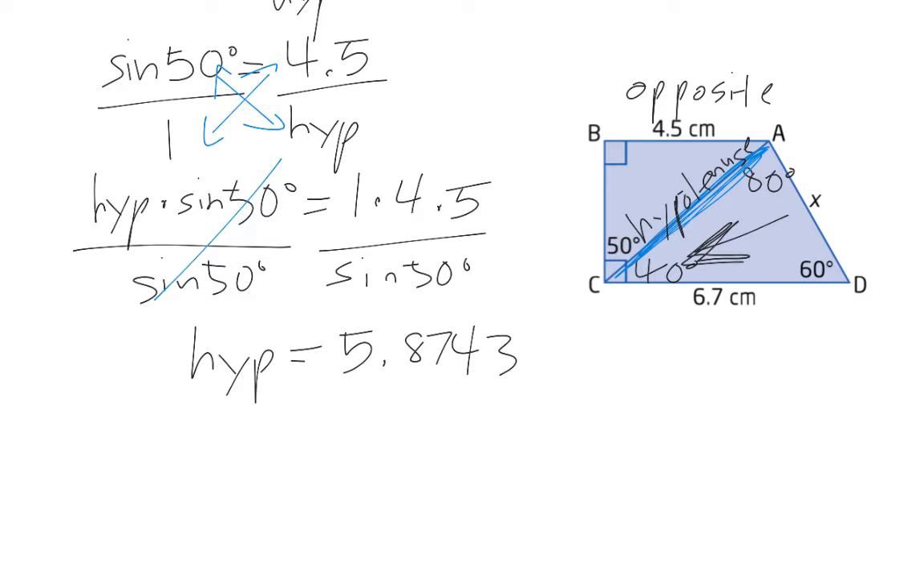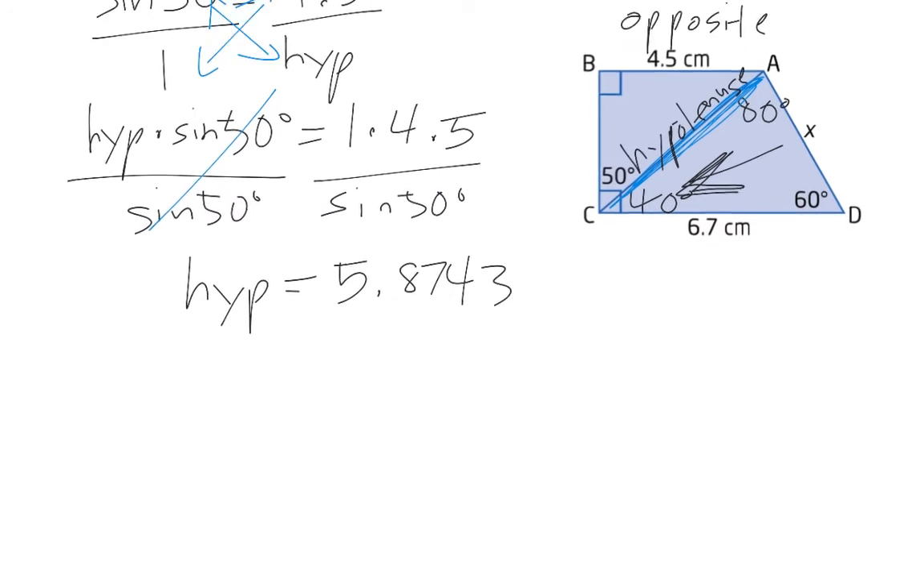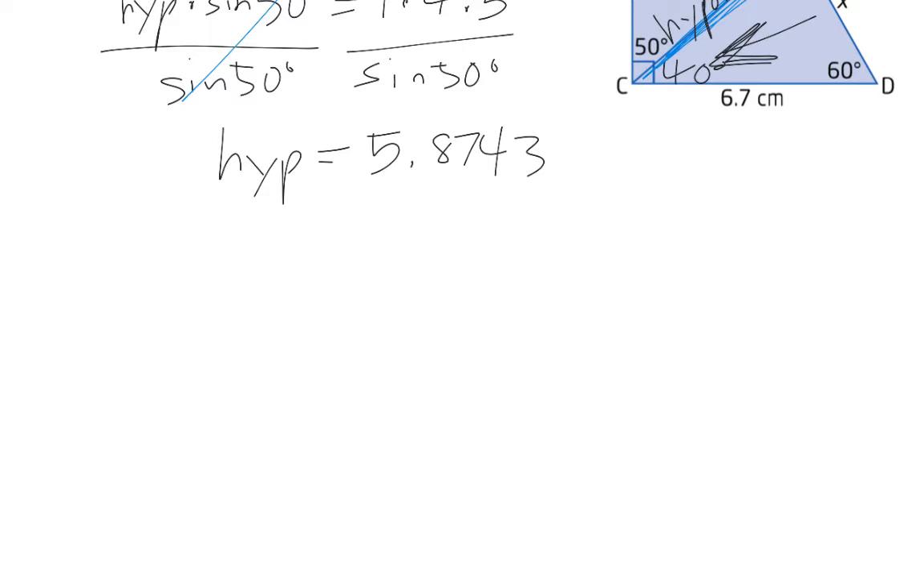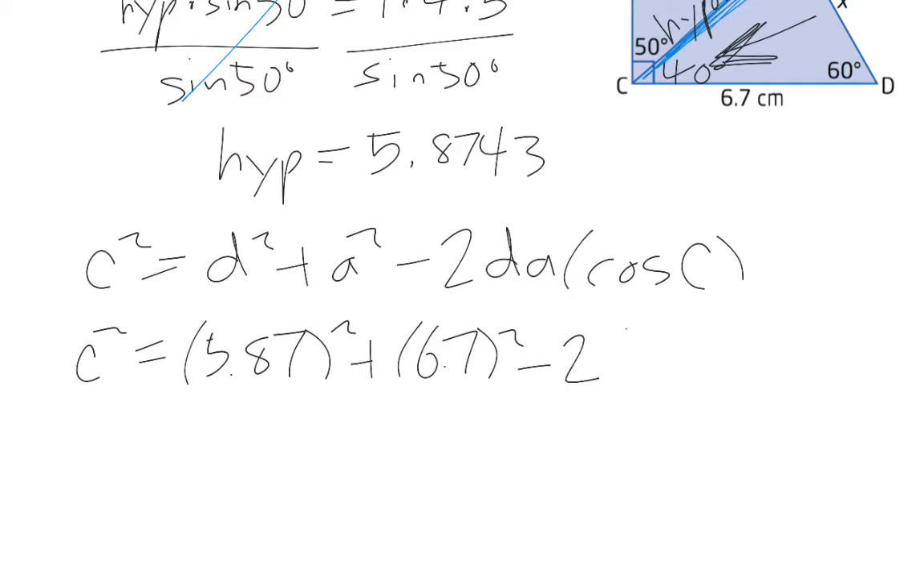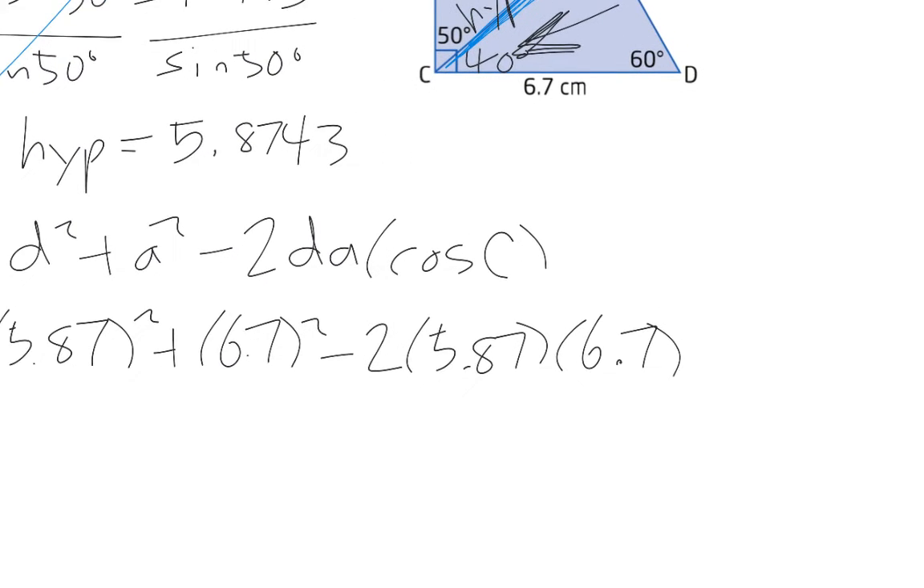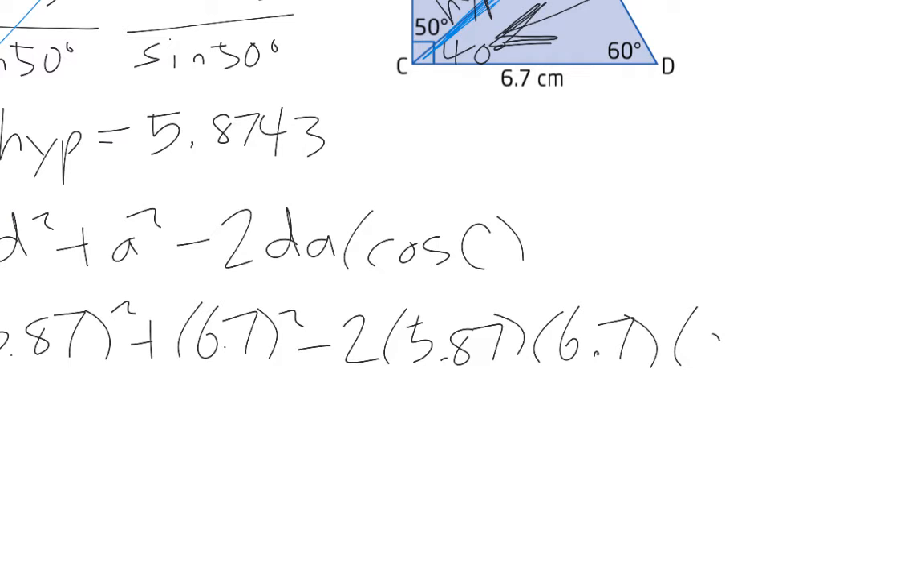Now that we have our hypotenuse, that means we have enough information to use our cosine law. And let's write our cosine law for our particular situation here. So I would have c squared is equal to d squared plus a squared minus 2dA multiplied by the cosine of angle C. So at this point, all you need to do is substitute in your known values. So that would be 5.87 squared plus 6.7 squared minus 2 multiplied by 5.87 multiplied by 6.7 and multiplied by the cosine of angle C, which would be the cosine of 40 degrees.